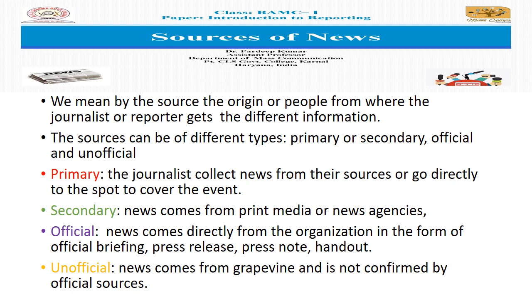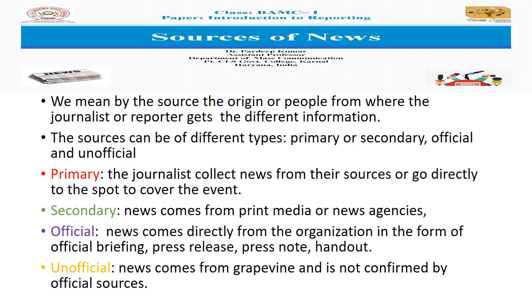The sources can be of different types. You can have primary or secondary sources, and you can have, of course, official and unofficial sources. Let's start with primary sources. With the primary sources, the journalists collect news from their origin, or go directly to the spot to cover the event. They go where the event is taking place and they try to cover it.